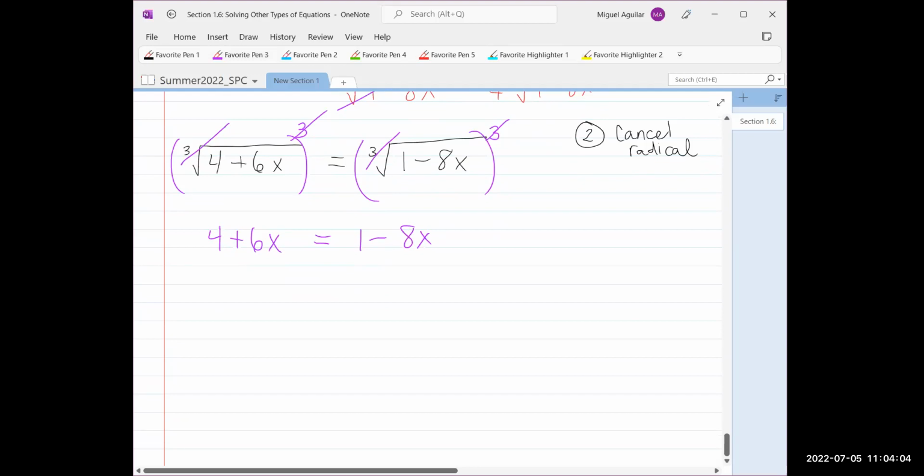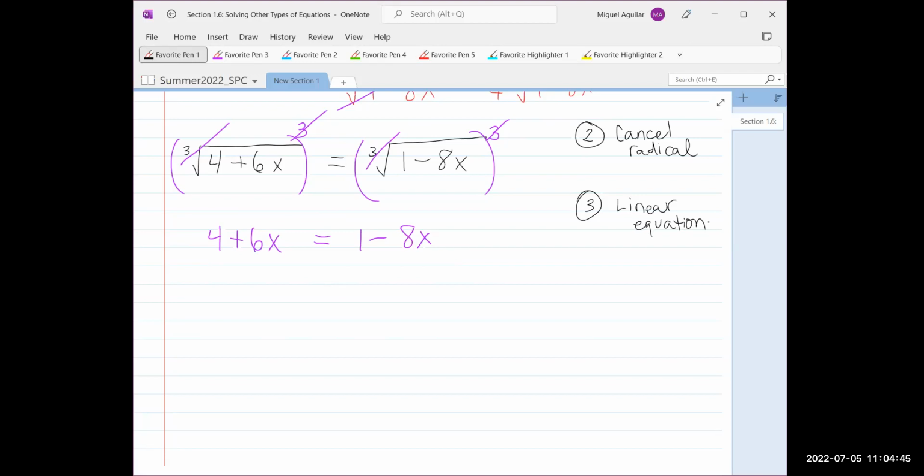Does anybody have any questions there? You've got to remember that that power and that radical cancel each other out. That's how you can figure out what's the next step. Now we have this equation. What kind of equation are we looking at here? It's either linear or it's quadratic. Linear, yeah, and how do you know that it's linear? Because it doesn't have the square. That's exactly right. It doesn't have a second power. That's how I know it's linear.